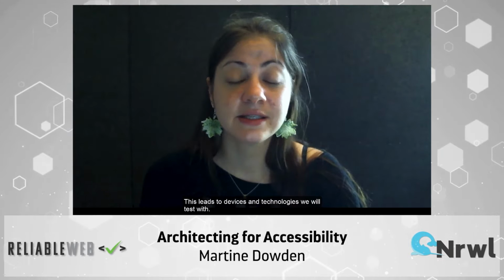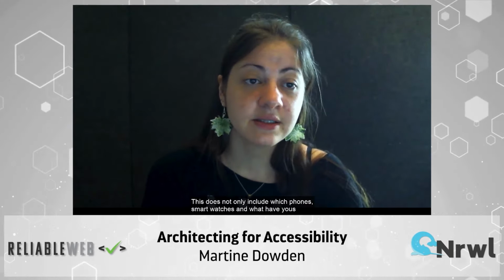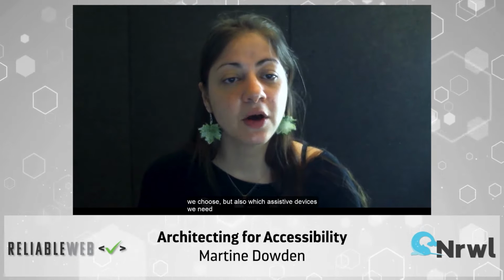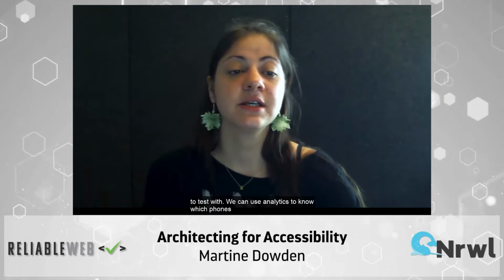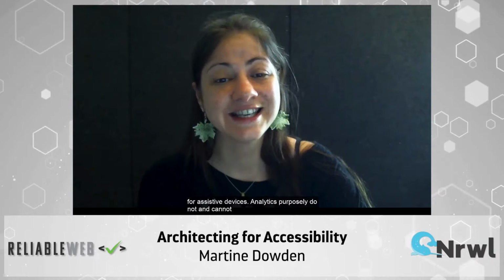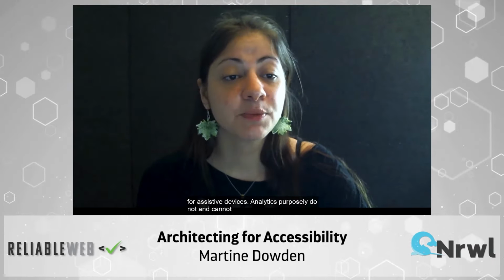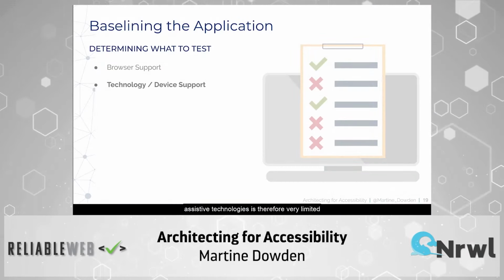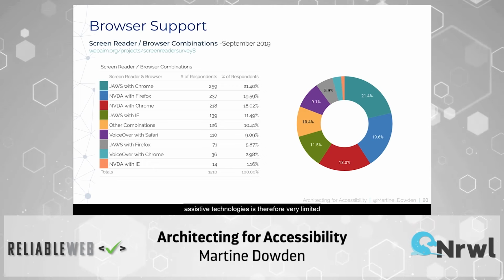This leads to devices and technologies we will test with. This not only includes which phones, smartwatches, and what have yous we choose, but also which assistive devices we need to test with. We can use analytics to know which phone versions our users are using to narrow our scope, but cannot for assistive devices. Analytics purposely do not and cannot register if a user is using a screen reader, for example. This is to protect the privacy of the user and to prevent discrimination. Information on the use of assistive technologies is therefore very limited.